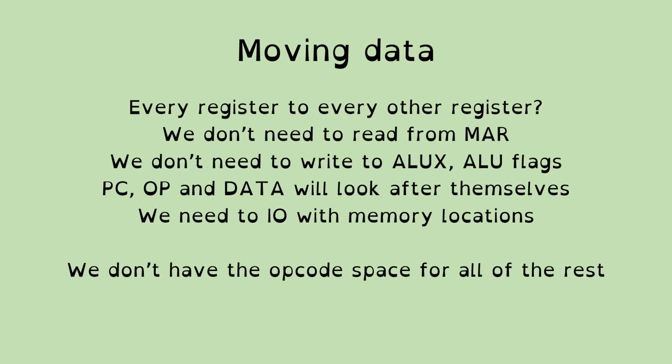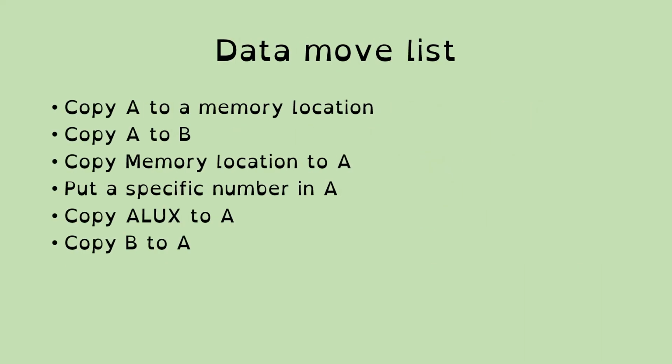We don't have the opcode space for all of the rest of these, so we can't do everything to everything. So what we're going to do is use the A register as a go-between. Basically, we're going to allow data to go into A from everywhere and from A out to everywhere that is reasonable. So here's our proposed list of data moves, and we'll walk through how this covers hopefully everything that we're going to need.